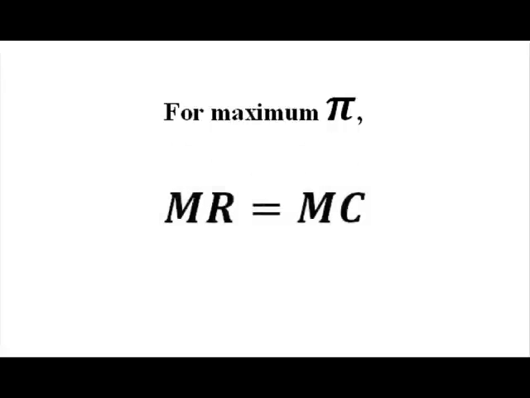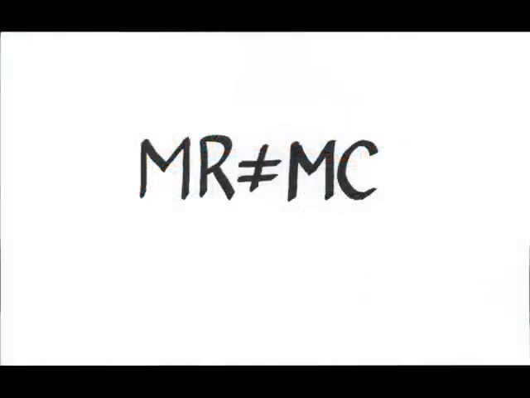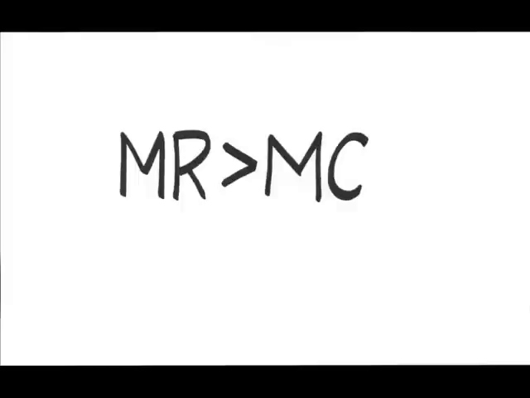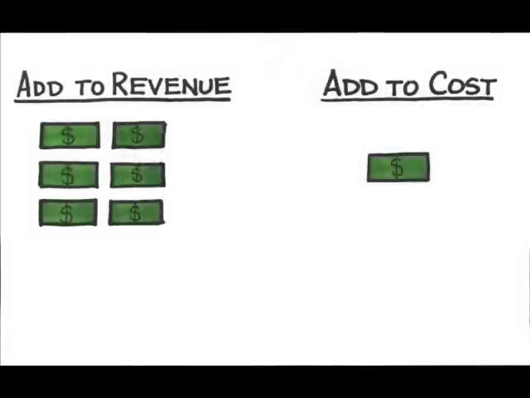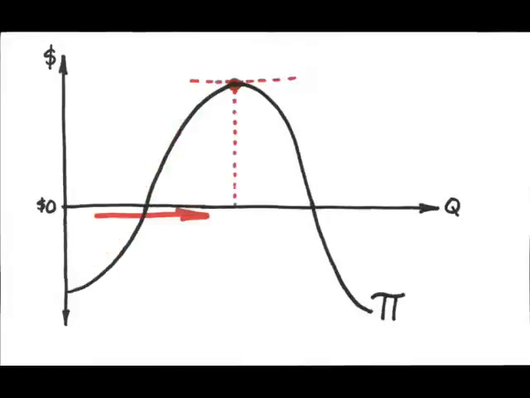For maximum profit, the firm owner chooses the level of output at which marginal revenue equals marginal cost. Marginal revenue equals marginal cost is always the profit maximizing rule. Think about it this way. What if marginal revenue is not equal to marginal cost? For example, what if marginal revenue is greater than marginal cost? This means that more is being added to revenue than to cost, so profits are still rising. You would want to increase your output until marginal revenue equals marginal cost.